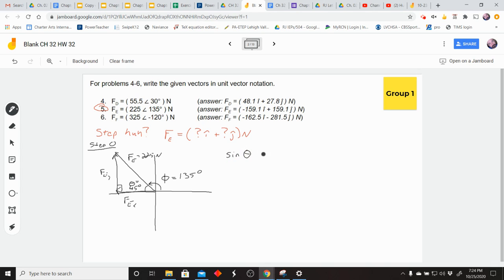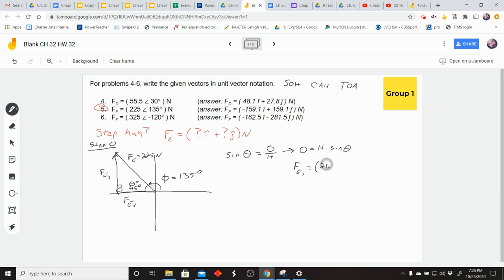Okay, so remember what sine is equal to. Sine of theta is equal to opposite over hypotenuse. Remember with trig, SOH CAH TOA. So sine of theta is opposite over hypotenuse. Well, that means that the opposite is equal to h times sine theta. So what does that mean in terms of the triangle we have here? Our opposite is F sub E sub y. So F sub E sub y is going to equal the hypotenuse. The hypotenuse is F sub E.